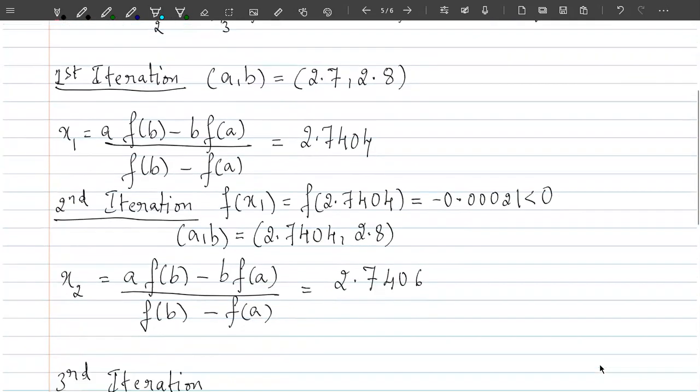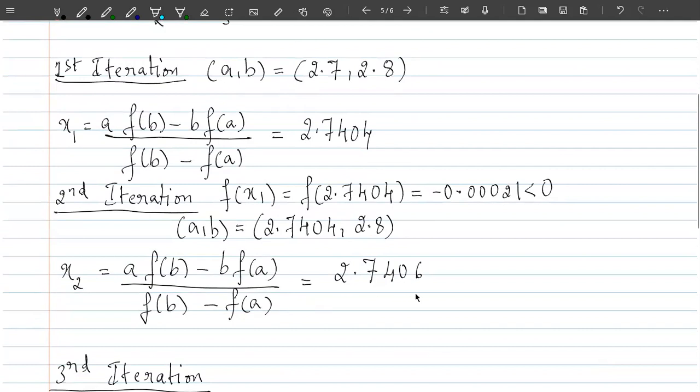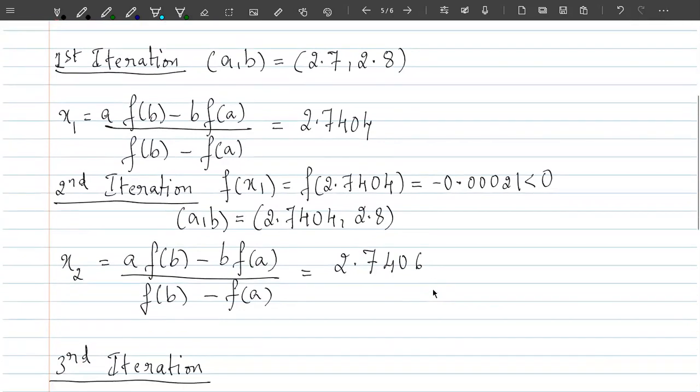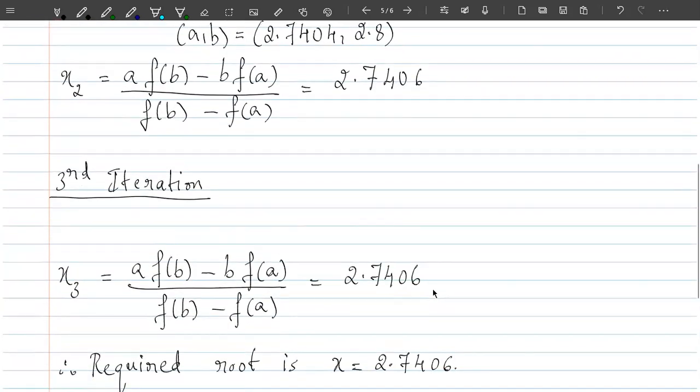Use this, perform the second iteration, and your answer for x2 is equal to 2.7406. Let's perform the next iteration, that is, let's first find f of x2, that's equal to f of 2.7406. If you calculate the value here, your answer is a negative value, that is minus 0.00004.